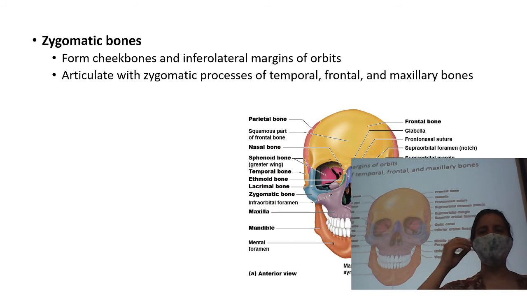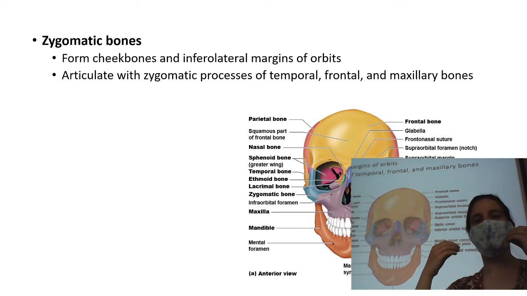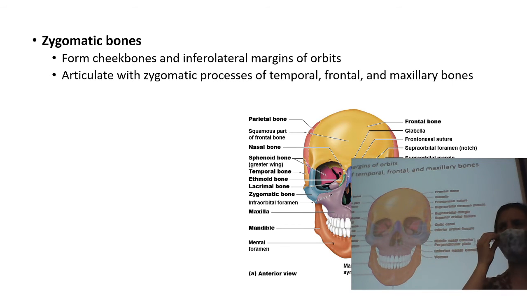Zygomatic are your cheekbones. It's going to articulate with the zygomatic process of the temporal bone, right? So it's going to touch there. Cheekbone is also the bottom part of your orbits, right? There are so many bones that make part of the orbit, coming from all directions. But zygomatic bones up there. So far, so good.